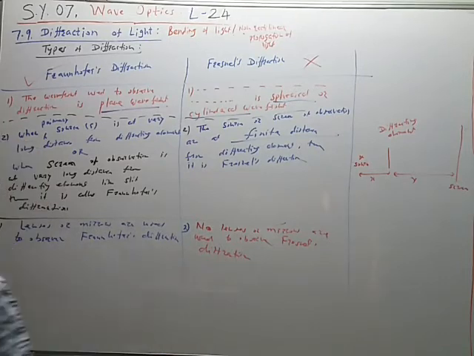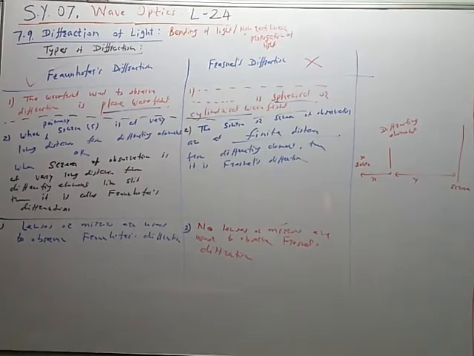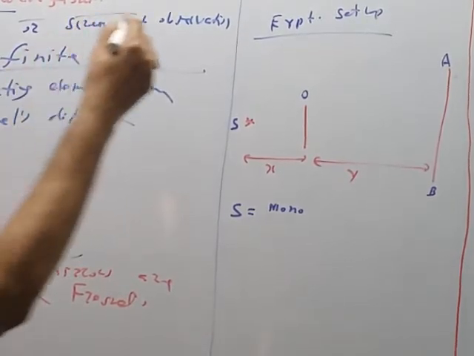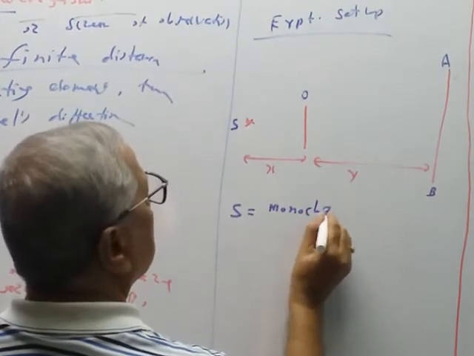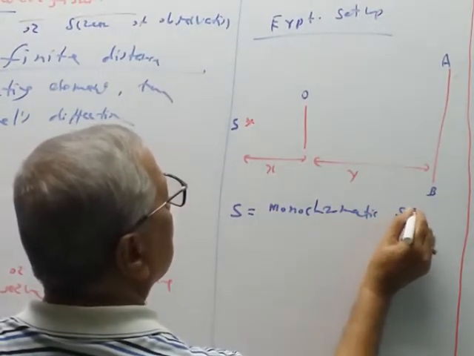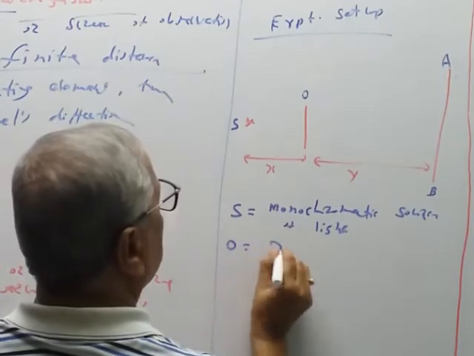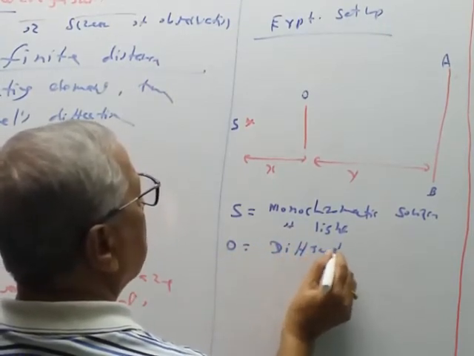Fraunhofer diffraction can be produced by using either a single slit, double slit, or a very large number of slits, an infinite number of slits, like this. To observe this phenomenon of diffraction, the simple arrangement is like this. There is a source, there is a diffracting element, and there is a screen of observation. This Fraunhofer diffraction is observed by using a simple experimental setup. S is a monochromatic source of light. O is a diffracting element.